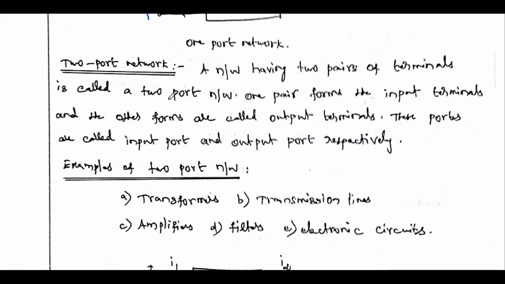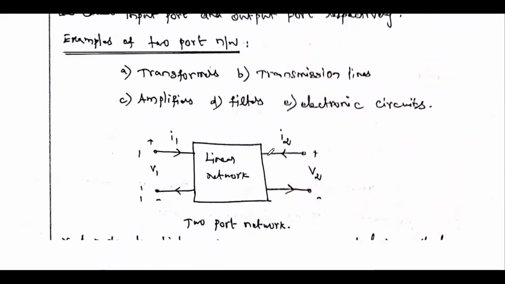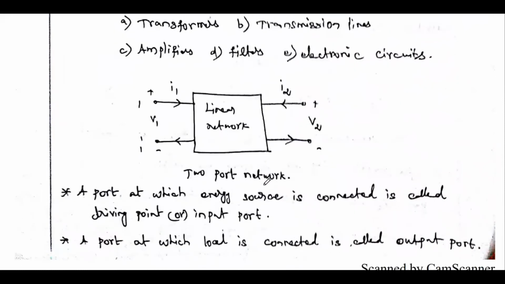And second, the two-port network. What is meant by a two-port network? A network having two pairs of terminals is called a two-port network. Of these two pairs of terminals, one pair we use as an input port, and the other pair we use as an output port. Consider this two-port network. For this linear network there are two pairs of terminals. This one dash is the input port, and this two dash is the output port.